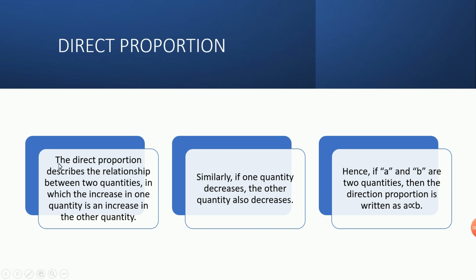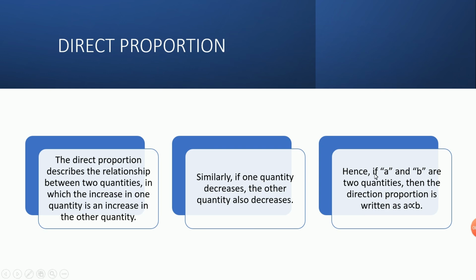So based on that, we can say that the relationship between two quantities is described by direct proportion. Once one increases, the other increases simultaneously, or similarly, if one quantity decreases, the other quantity also decreases. So please remember the previous class example: speed and distance. Speed is directly proportional to distance and vice versa.